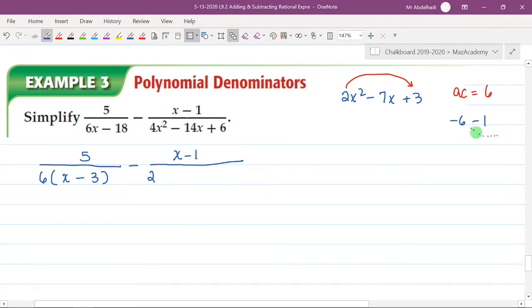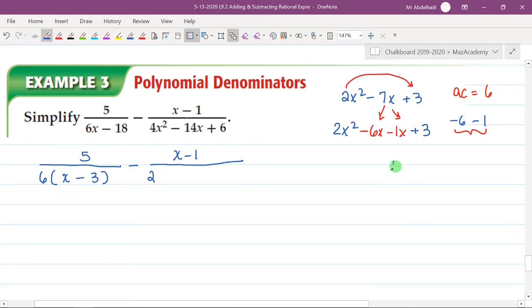So that works. And if you remember how the AC method works, you take this middle term here and you split it into negative 6x and negative 1x. So this is still 2x squared. This is still 3. And now you factor by grouping. Just look at the first 2 terms and the last 2 terms and factor by grouping.